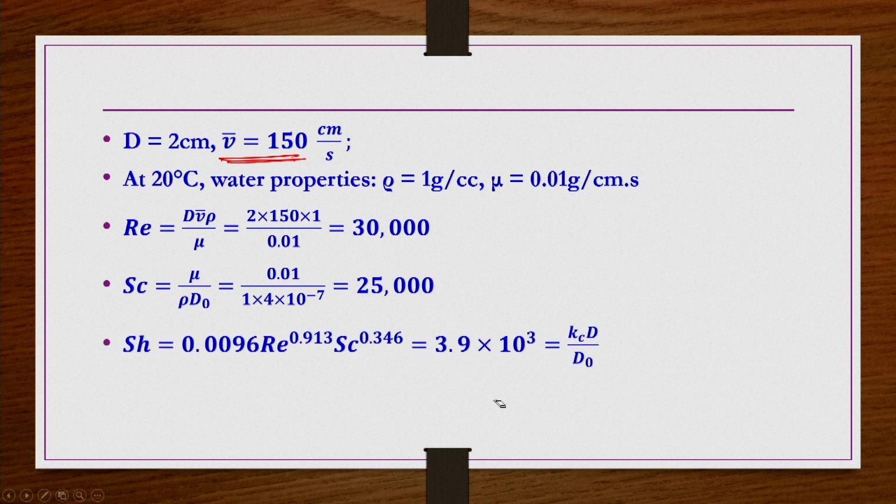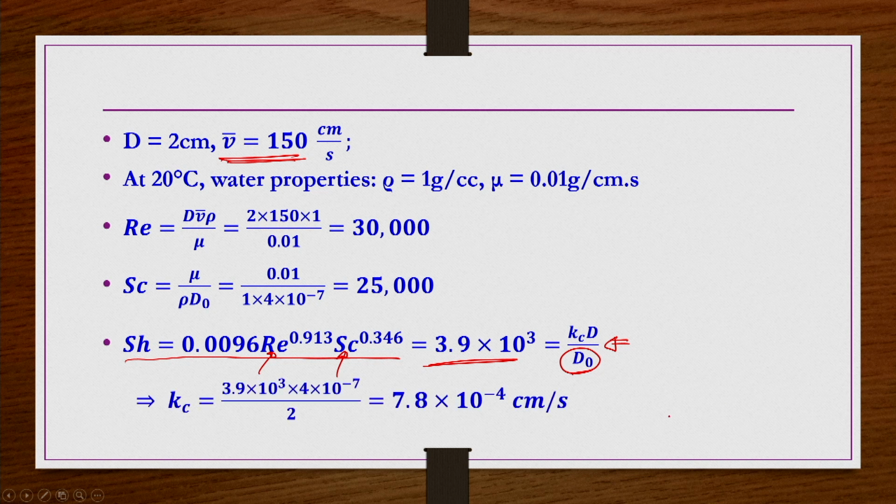So, the Sherwood number is given like this in the problem. In the Sherwood number expression you substitute Schmidt number and Reynolds number. So, you will get Sherwood number is 3.9 into 10 power 3, where the definition of the Sherwood number is nothing but Kc d by d naught. D naught is the diffusivity. So, now from here you can find out the Kc.